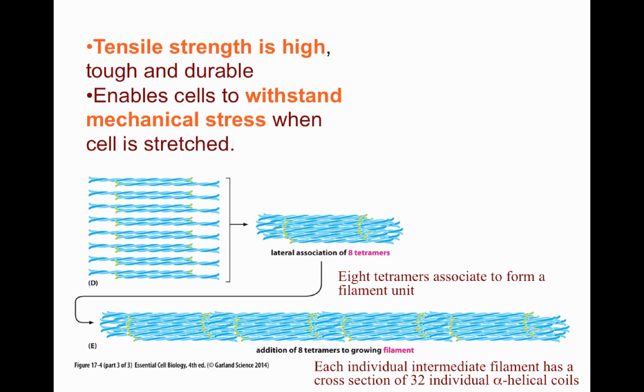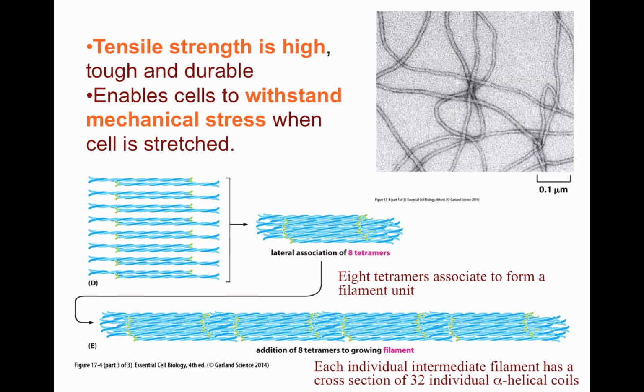If you take a look at this molecule more carefully, what you will see is that the intermediate filaments are very thin but very, very strong. Their tensile strength is high, they're tough, and they're durable, and because of that they're able to withstand a large amount of mechanical stress. Now, if you were to break down an intermediate filament, you would have 32 individual alpha helical coils. Therefore, each of these coils gives its independent strength to the filament, making it very strong.